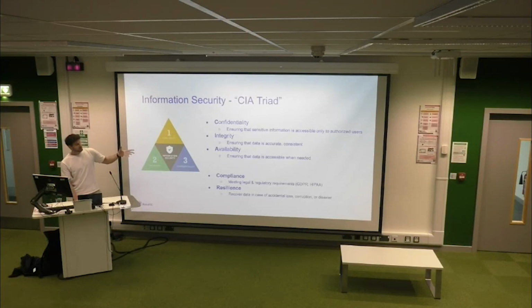I won't go into all the details, just very high level what is expected from cybersecurity. You may have heard of the CIA triad, which stands for confidentiality, integrity, and availability. Very briefly, confidentiality ensures that sensitive information is accessible only to authorized users. Integrity ensures that the data is accurate and not corrupted. And availability is that it's accessible when needed and only by those who need it. You can also add on compliance, so to achieve this you can comply with standards and frameworks. And resilience is being able to recover data when things go wrong, so you need backups and things like that.